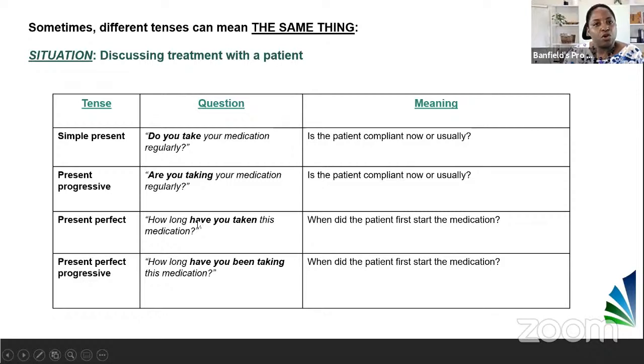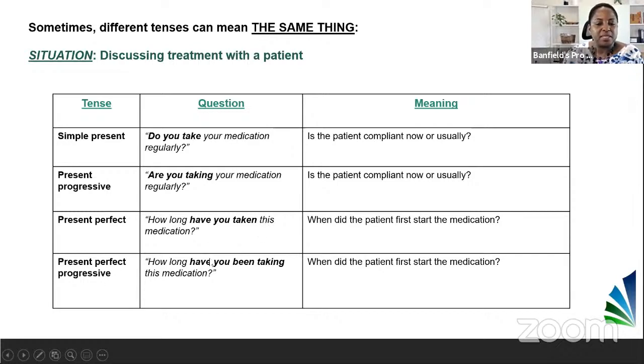And in question form, we switch the you and the have. So have you plus the third form of the verb. And the third form of take is taken. So have you taken this medication?